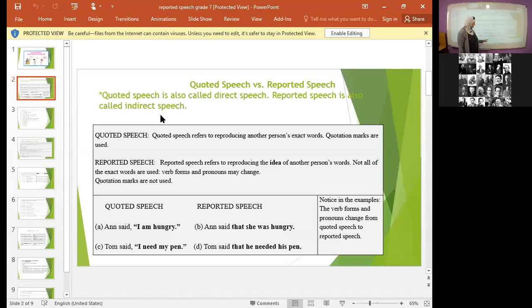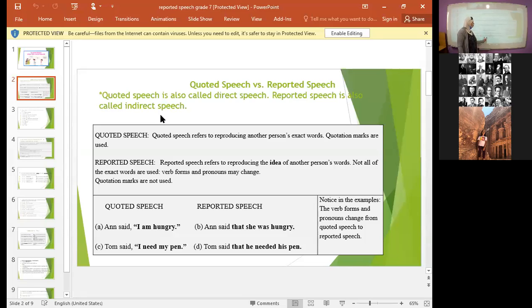Can we say, for example, Tom said that Tom needed his pen? Does it make sense? No, we put a pronoun. Tom said that Tom needed his pen. Of course not. Tom said that we changed Tom into he. Needed. Now, wait for the verb.